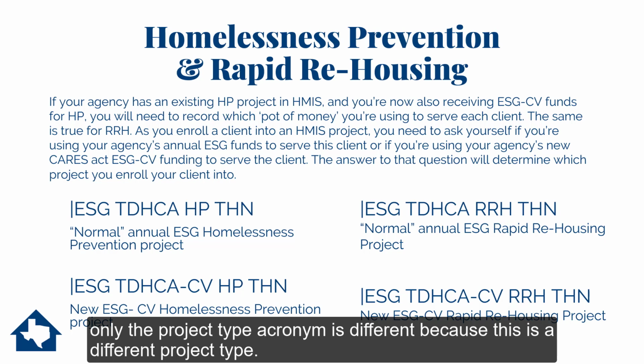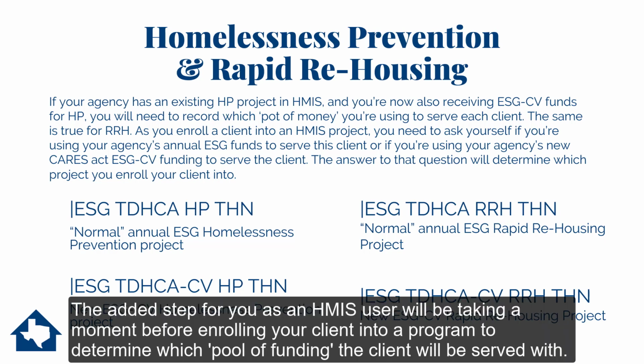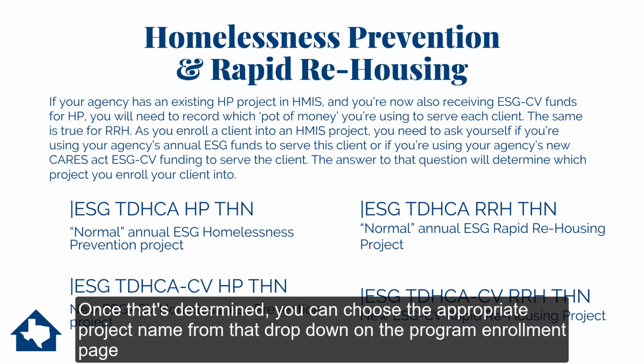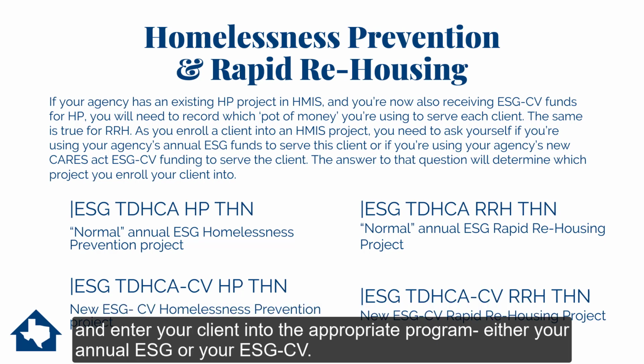because this is a different project type. So the added step for you as an HMIS user will be taking a moment before enrolling your client into a program to determine first which pool of funding the client will be served with. So which funds is your agency using to enroll this specific client? Once that's determined, you can choose the appropriate project name from that drop-down on the program enrollment page and enter your client into the appropriate program, either your annual ESG or your ESG-CV.